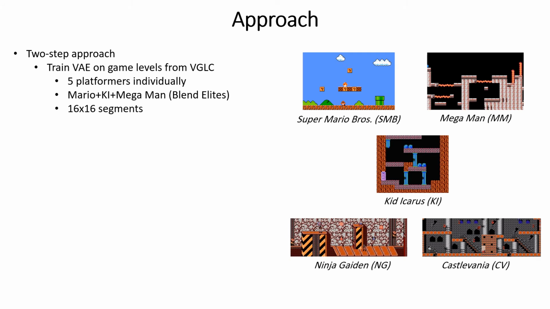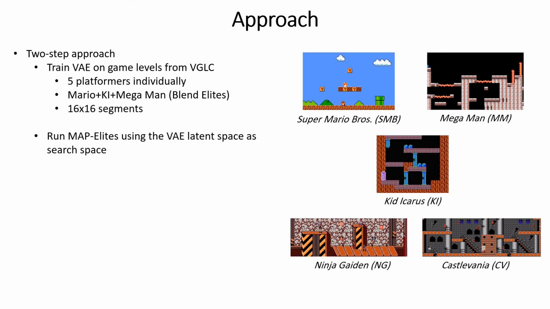So as a brief overview of our approach, it consisted of two steps. Step one involves training VAEs. So we train VAEs on levels taken from the Video Game Level Corpus, or VGLC, for 5 platformer games: Mario, as per usual, but also Mega Man, Kid Icarus, Ninja Gaiden, and Castlevania. We also trained on a blended domain combining Mario, Kid Icarus, and Mega Man, and we refer to this part of the approach as Blend Elites. And in all cases, we train on 16 by 16 segments of levels in order to have enough training data, and this is a pretty standard practice in PCGML.